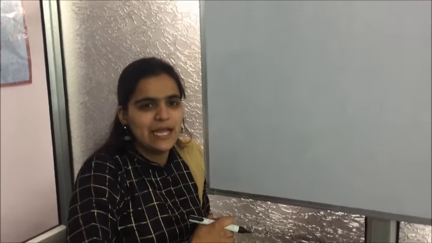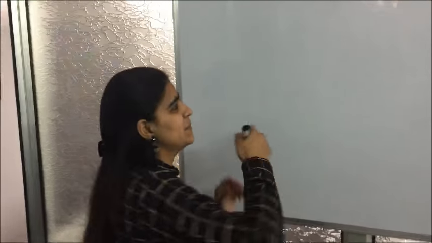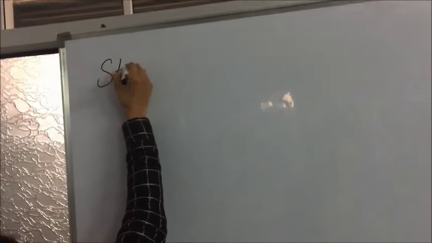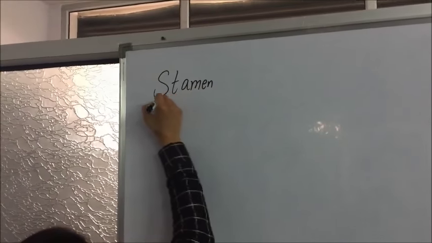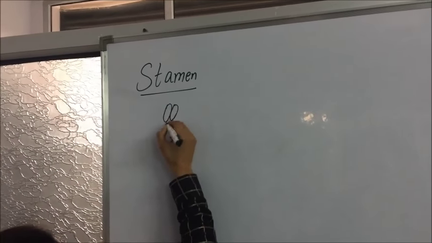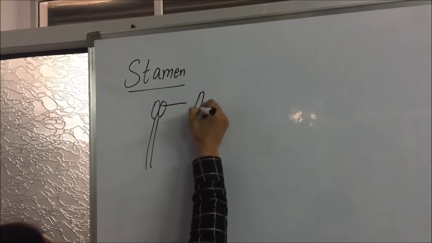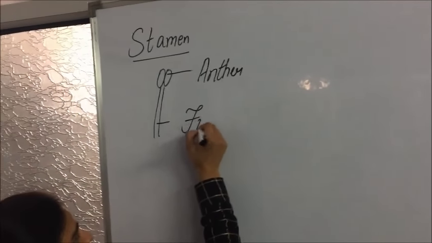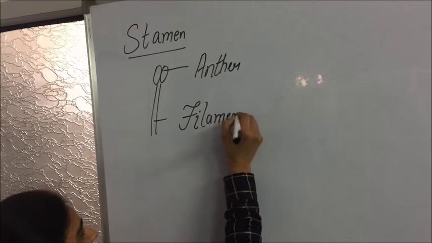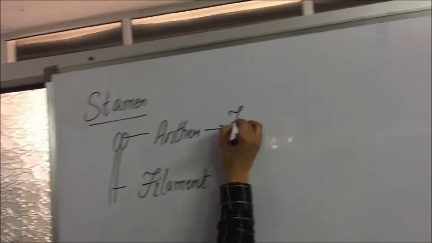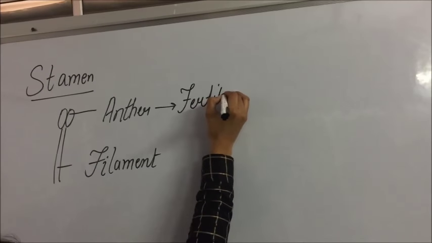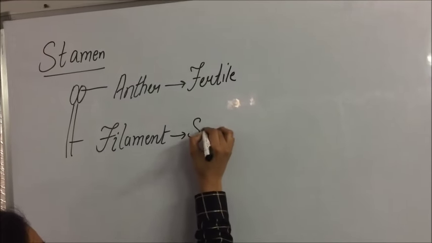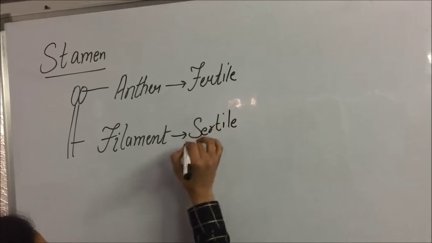Before microsporogenesis, I want to tell you about the male reproductive part, that is stamen. You need to know the structure of the stamen, and only then will you know about microsporogenesis. This is an anther and this is a filament, the male reproductive part. Anther is a fertile part which takes part in reproduction. And this is a sterile part which doesn't take part in reproduction.